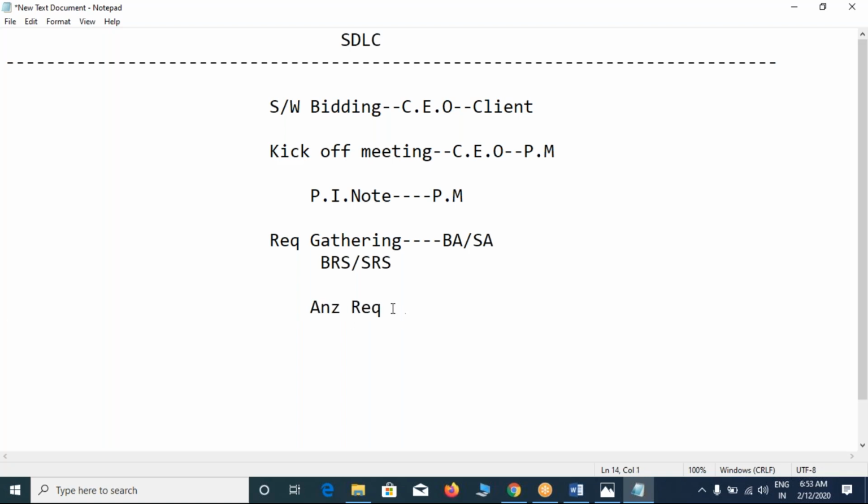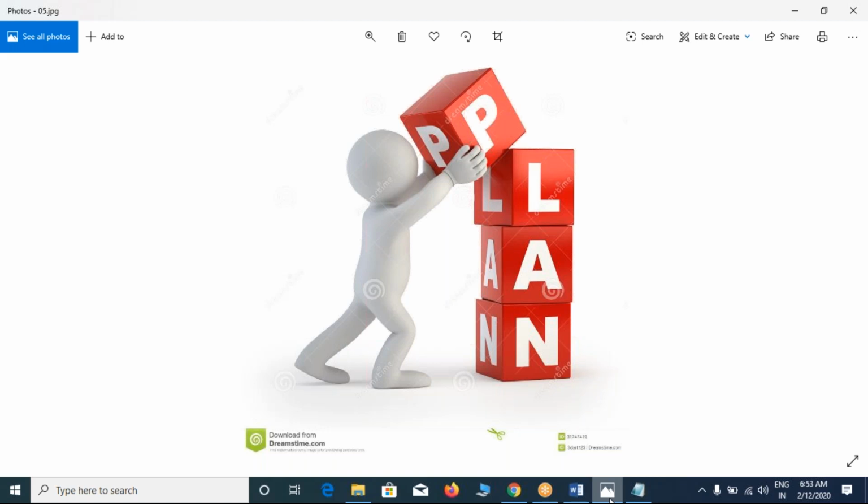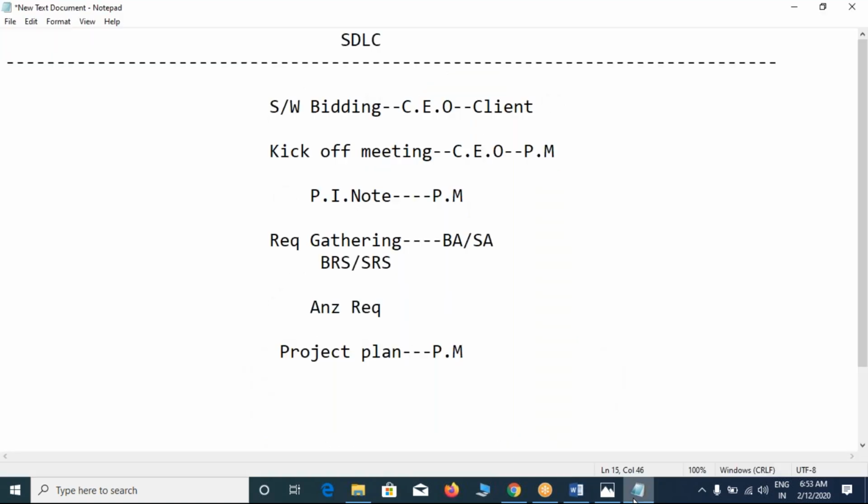Once requirements are analyzed, in order to complete the project, a plan will be prepared by the project manager based on the requirements. What is the use of the plan? Here the project manager will confirm how many programmers are required, which technology they have to use, such as Java, C#, Python, and how many testing engineers are required, and what type of testing we have to perform, such as manual testing or automation testing. Everything will be confirmed by the project manager under the plan.